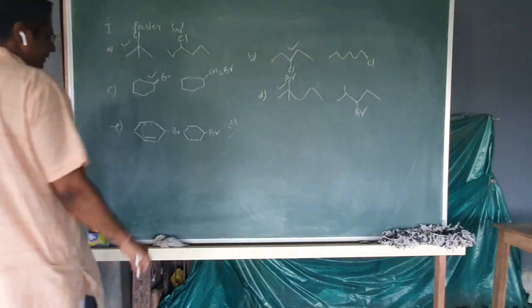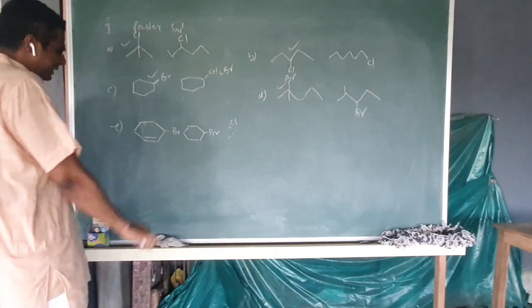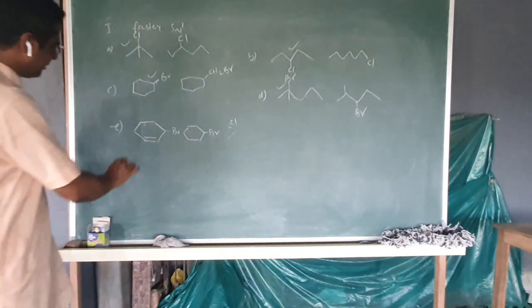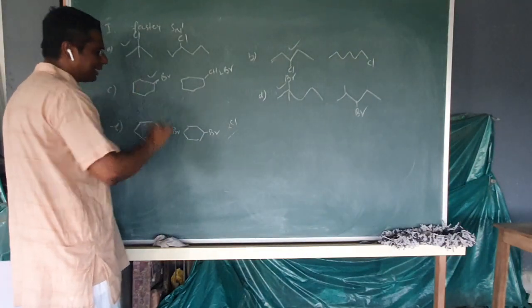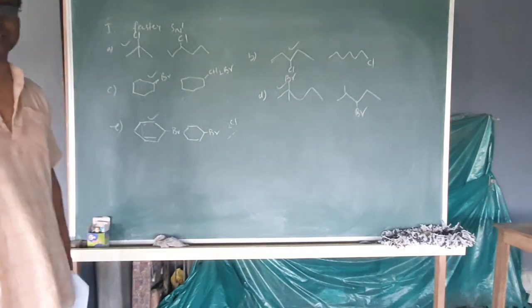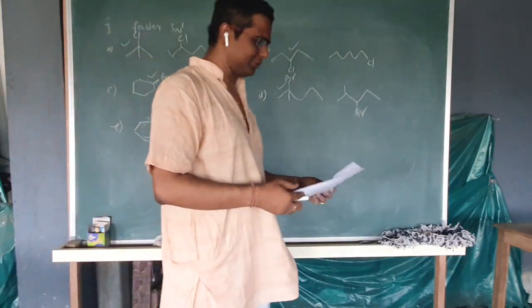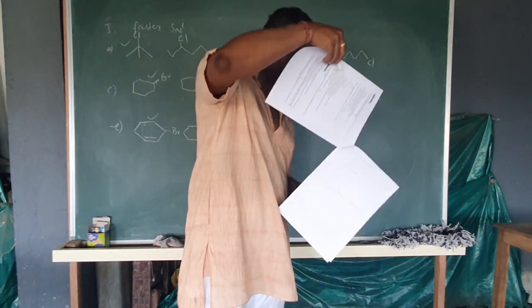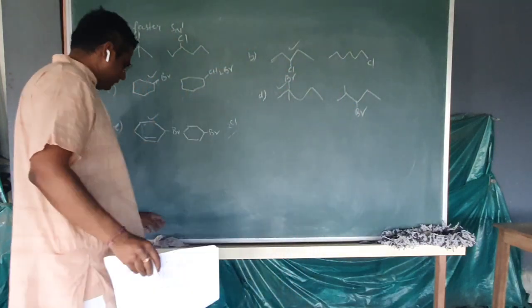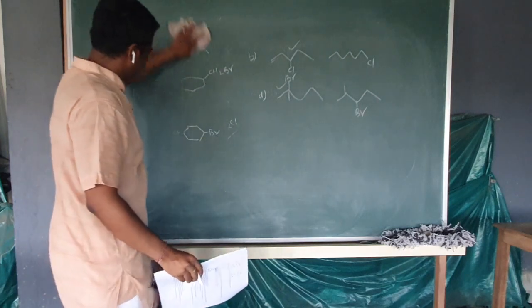In this case, both are 2 degree. But here there is a chance of allyl carbocation formation: a double bond, and then the plus charge comes, so there will be resonance. So this will have much more stable carbocation stability. So obviously this will have a faster SN1 reaction. It's a nice question. We'll do another very nice question right now. There are 2-3 nice questions.